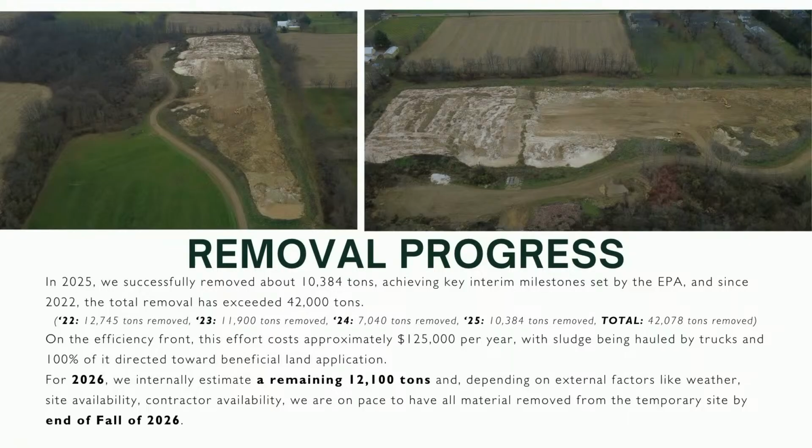On the efficiency front, this effort costs approximately $125,000 per year, with sludge being hauled by trucks, and 100% of it being directed toward beneficial land application. For 2026, we internally estimate about 12,100 tons remaining, and depending on external factors, like President Hawkins mentioned, weather, site availability, a big one being contractor availability, we are on pace to have all material removed from the temporary site by the end of fall, and seasonally applied by the end of fall of 2026.